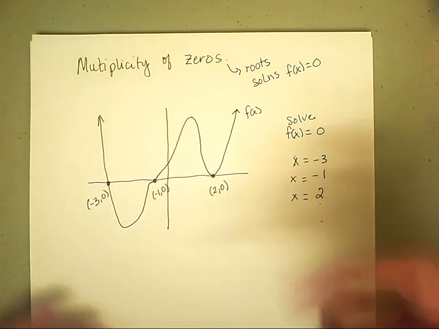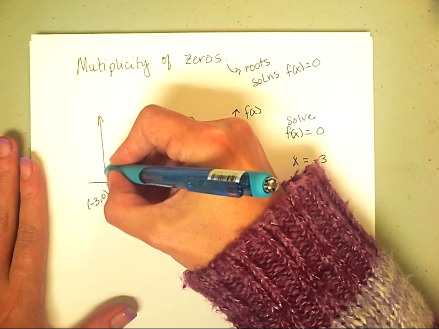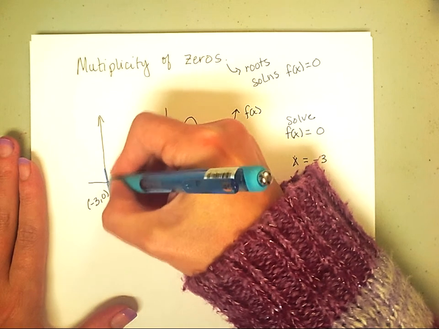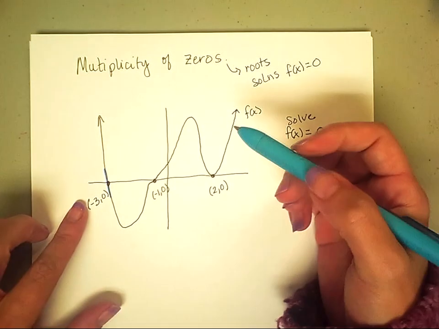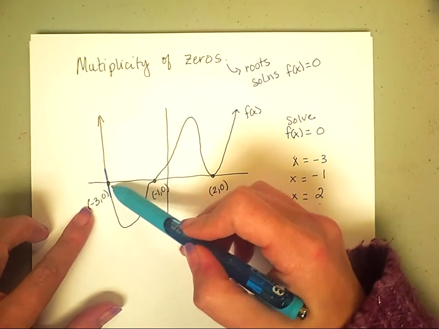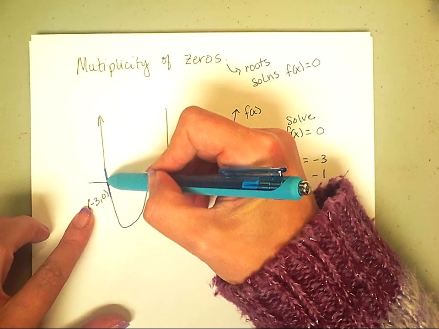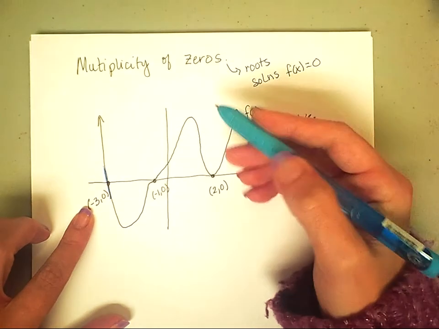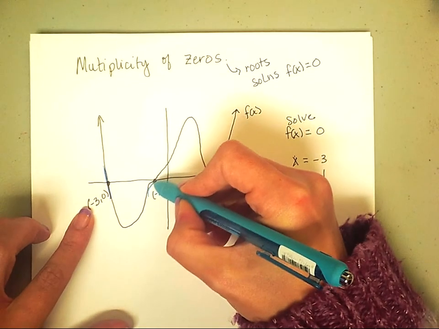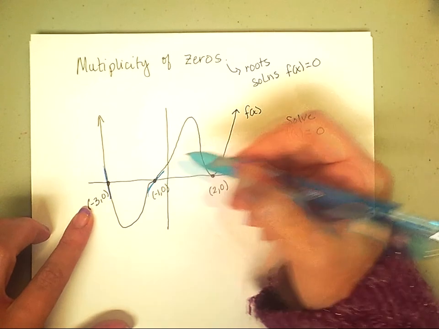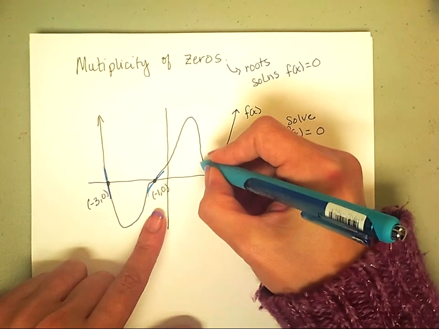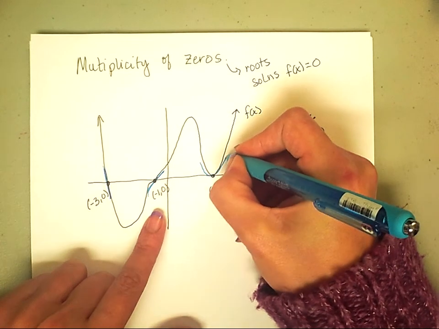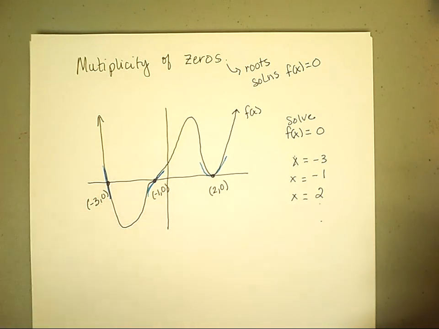Well, I'd like to point out that the graph does some different behavior around these solutions. At x equals negative 3, the graph starts on one side and passes through. It also does the same thing here, passing through the x-axis. However, on this one, it bounces off the x-axis. And this will have to do with what's called the multiplicity of the zeros.